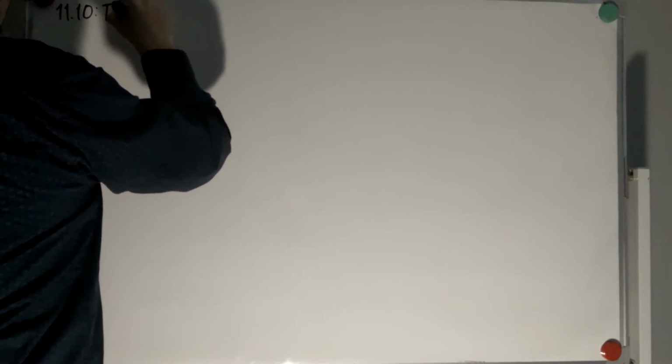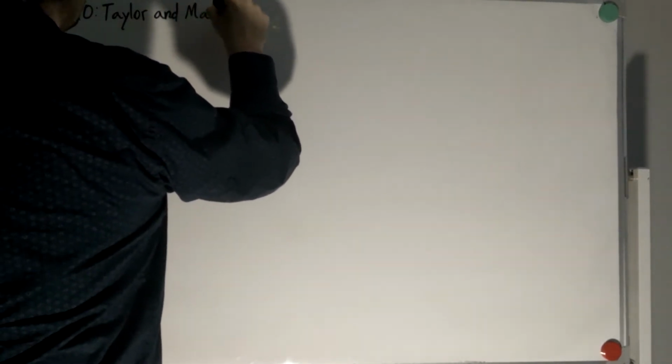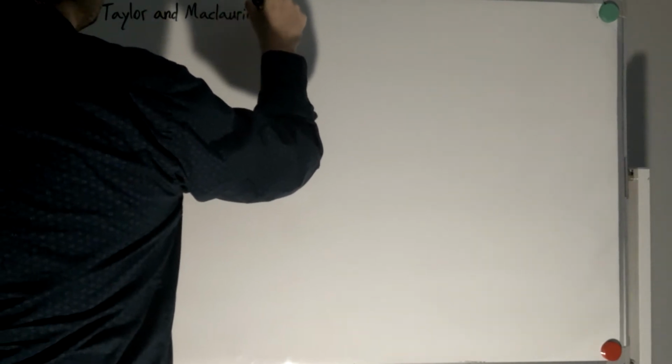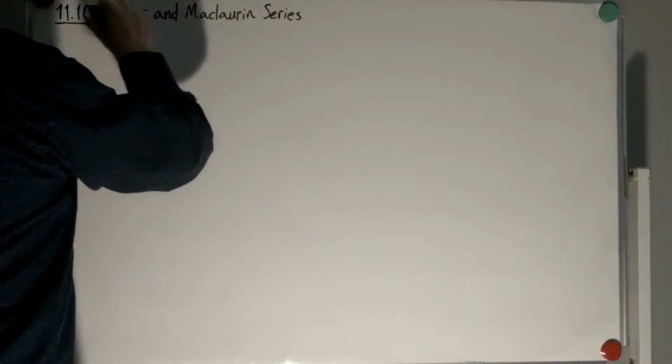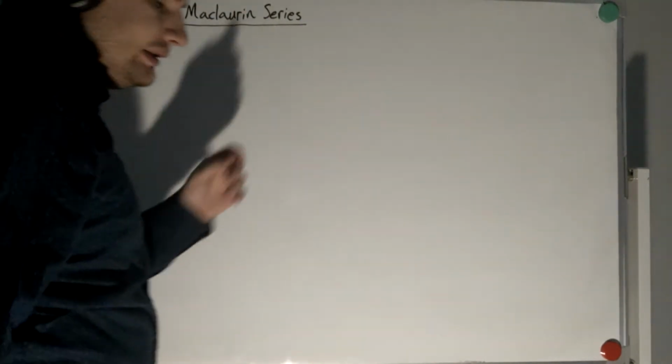So, in the previous lecture, we talked about some functions that can be represented easily by power series. Now we'll talk about a general method for getting a power series representation that works for a larger variety of functions. So this lecture is about the Taylor and Maclaurin series.